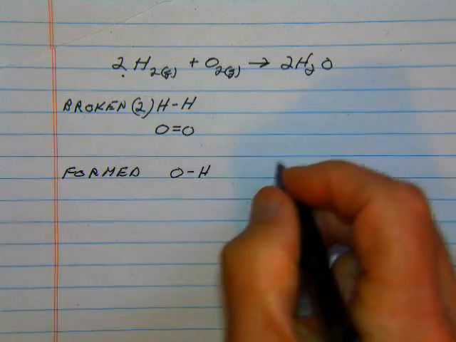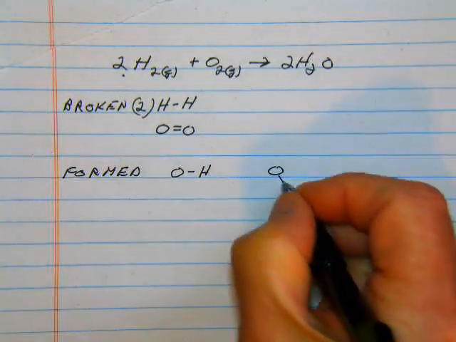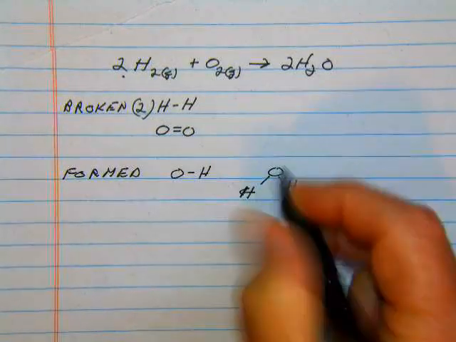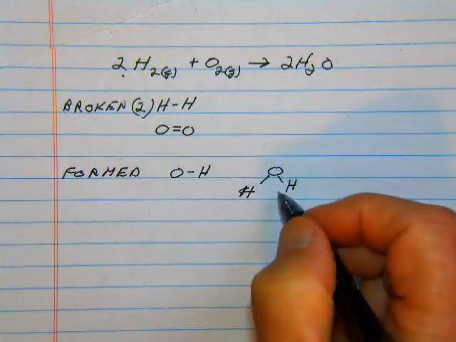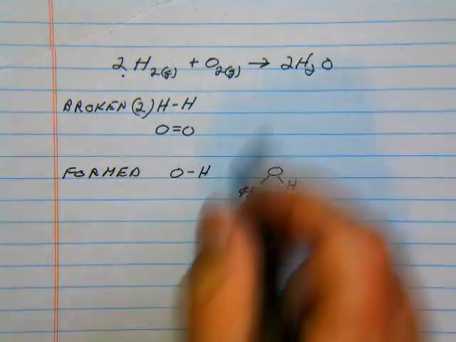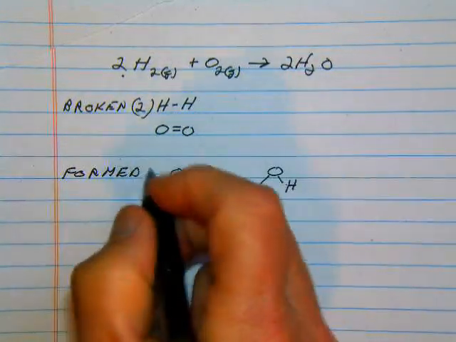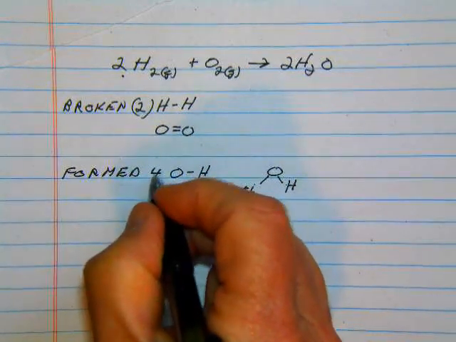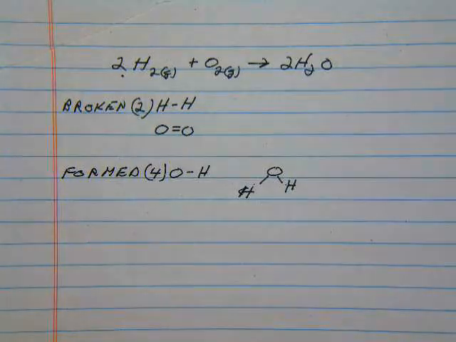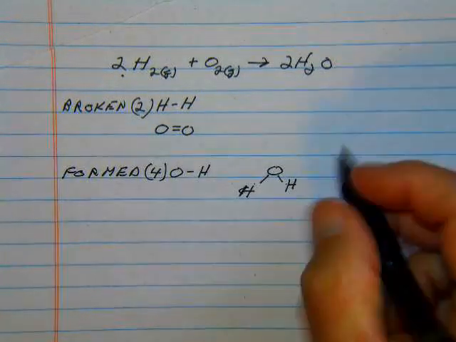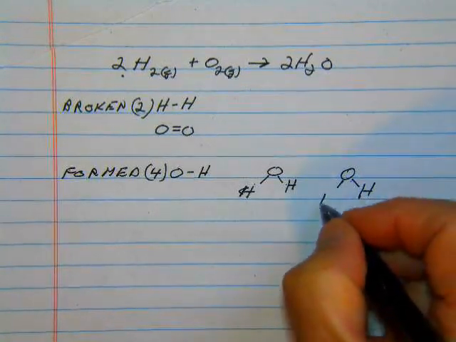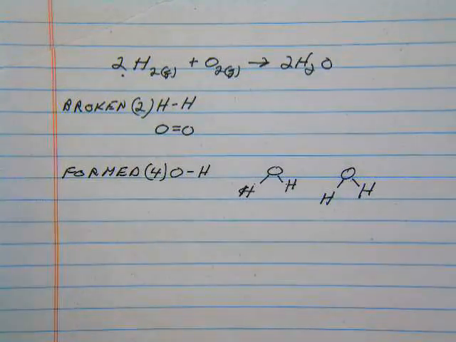Water, if you remember, we've got this bond and that bond. So we have these 2 bonds that are going to be formed, and we have 2 moles. So 2 times 2 would be 4. So we have 4 of those being formed. Now we can go back to our table.